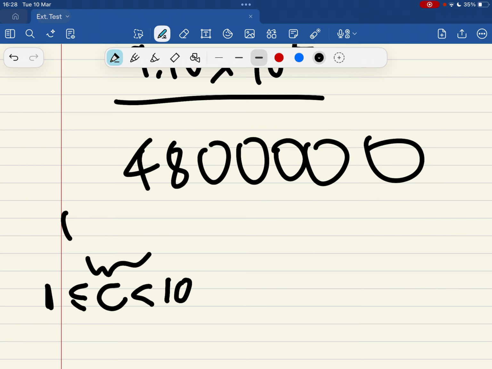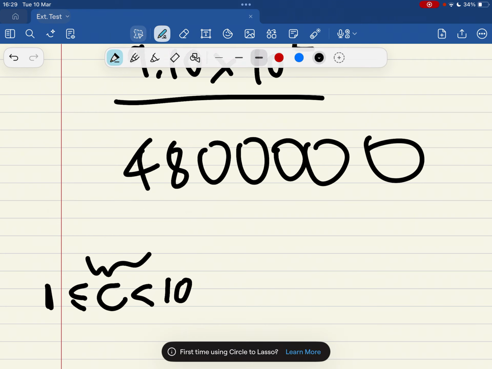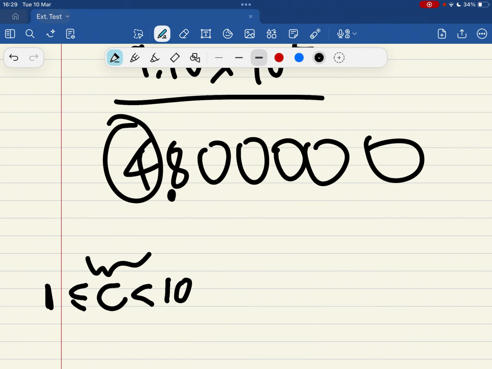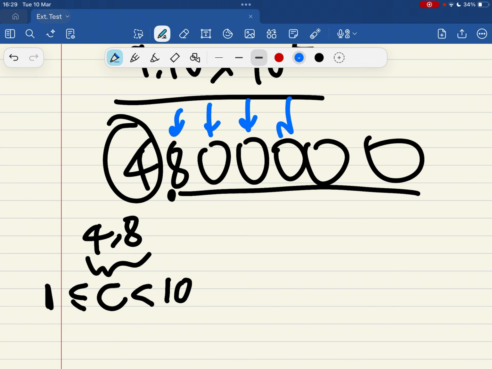So we have a constant, which you can remember as the first digit plus a decimal point after that, and then everything behind. So for this number, you would have 4.8 as your constant C, because it's between 1 and 10, right? And then the rest, you just count how many places there are. So if you have 1 place, 2 place, 3 place, 4 place, 5 place, 6 place, that will be 6 tens.